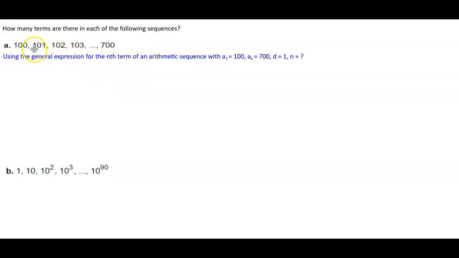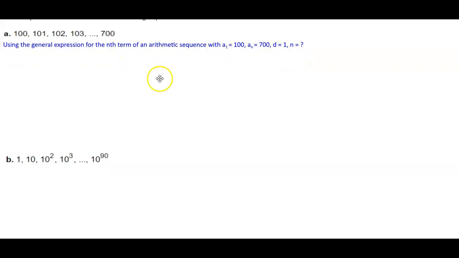In this case, this is an arithmetic sequence with the first term equal to 100, the last term, the nth term, is 700, and the common difference is 1. We want to find out what n is, which represents how many terms there are in that sequence. So using the formula for the arithmetic sequence, we know that the last term is 700, and the first term is 100, plus n minus 1 times the common difference.